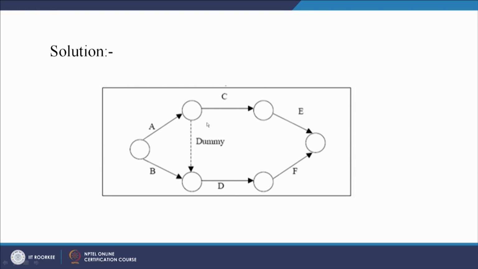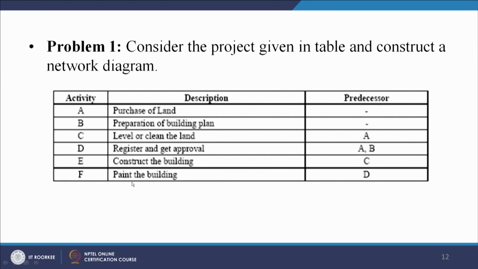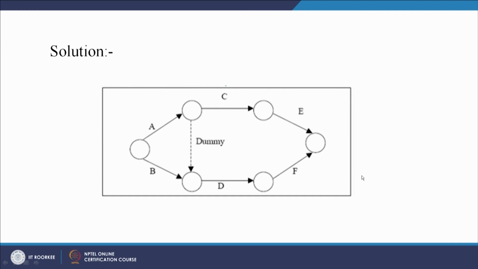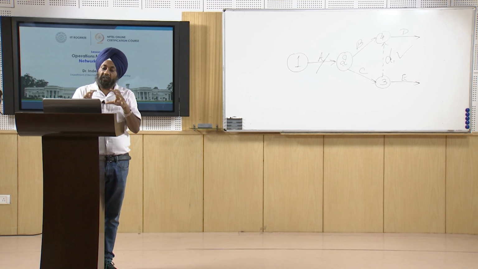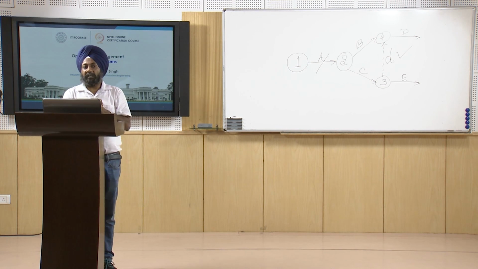So we use a dummy activity here to represent the network, and here we can see the use of dummy. C is only dependent on A, but D is dependent on both A and B. Therefore we require the dummy activity here. Then E is dependent on C, and F is dependent on D. So F can only start when D is completed. This is the way in which we can represent our project in the form of a network diagram.